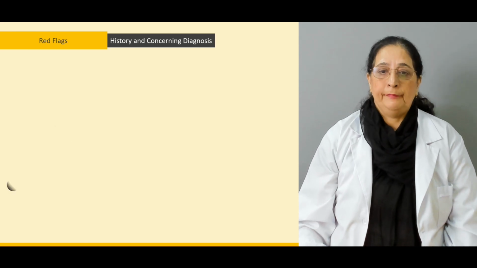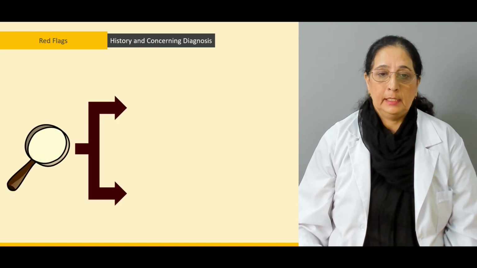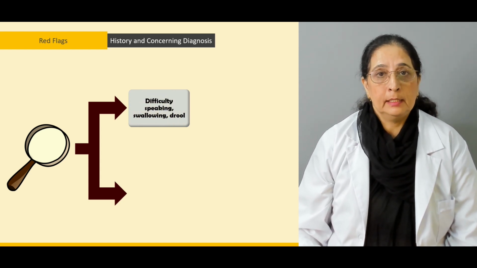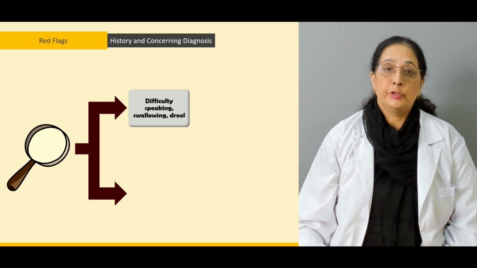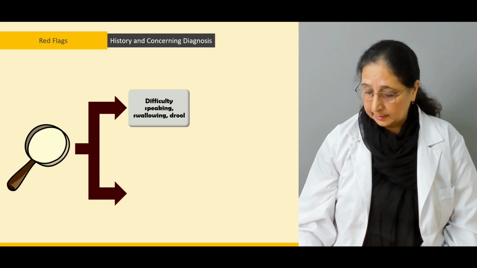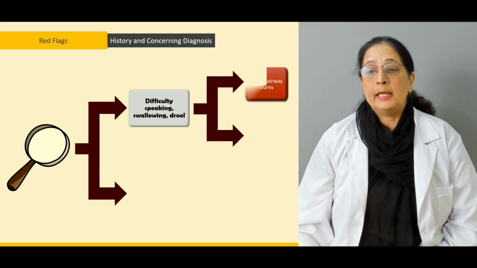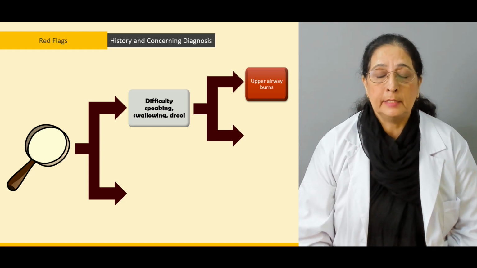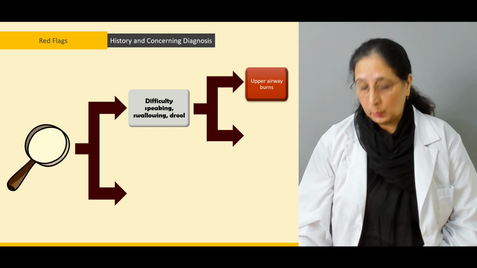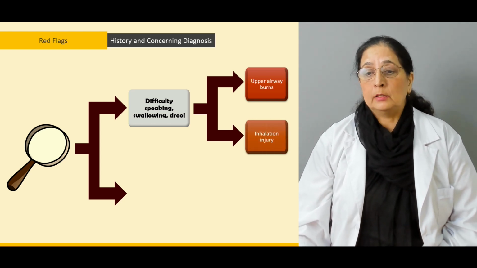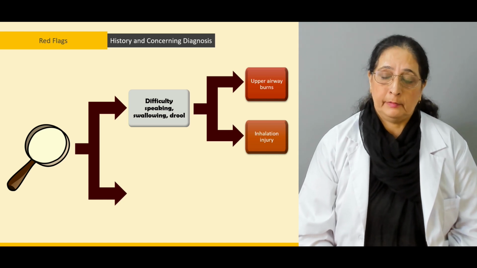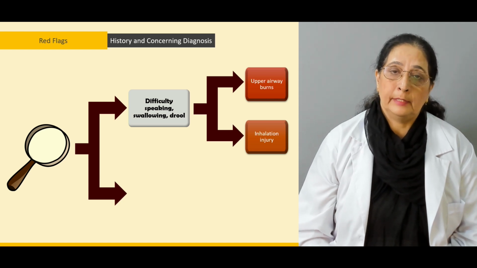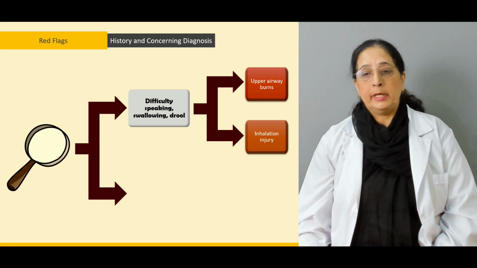Next, some other red flags in the history. If there is difficulty speaking and difficulty swallowing, and there is drooling, it's a very clear indication that the patient might have upper airway burns. Upper airway burns can cause difficulty in speaking, swallowing, and drooling, and inhalation injury is also the reason. So both are very important if the patient has a history of difficulty in speaking, swallowing, and drooling.